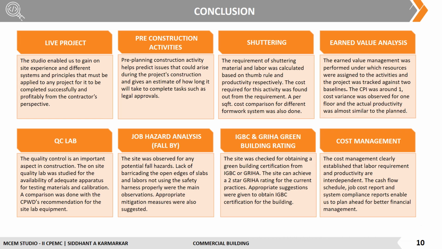The availability of suitable apparatus for examining materials and calibration was investigated in the on-site quality lab. For the site lab facilities, a comparison was made with the CPWD's recommendation. Any possible fall hazards were assessed at the site. The key observations were the lack of barricading, the open edges of slabs and laborers not adequately using the safety harness. It was also recommended that appropriate mitigation steps be taken.